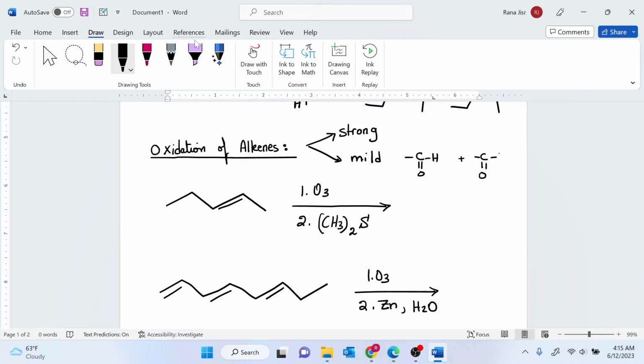With the strong oxidizing agent, the hydrogen of the aldehyde will be oxidized, so you're not going to end up getting an aldehyde. You will end up getting a carboxylic acid instead. Ketones cannot be oxidized further, so ketones will stay ketones, but any aldehyde will turn into a carboxylic acid. Now, the mild oxidizing agents are either ozone in the presence of dimethyl sulfide or ozone in the presence of zinc and water. These two are examples of mild oxidizing agents.